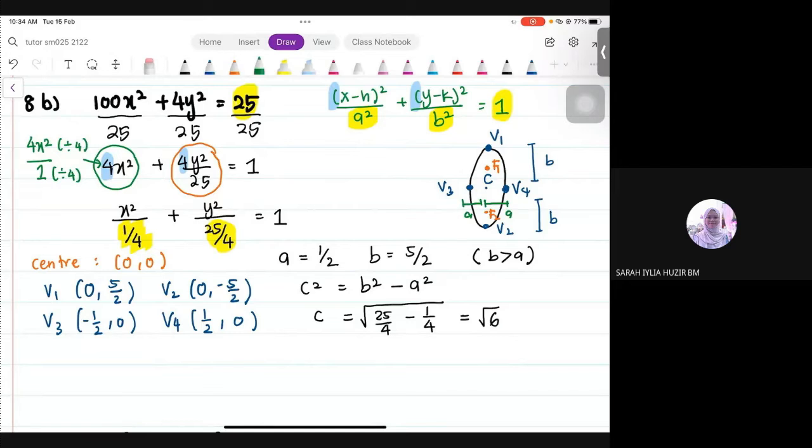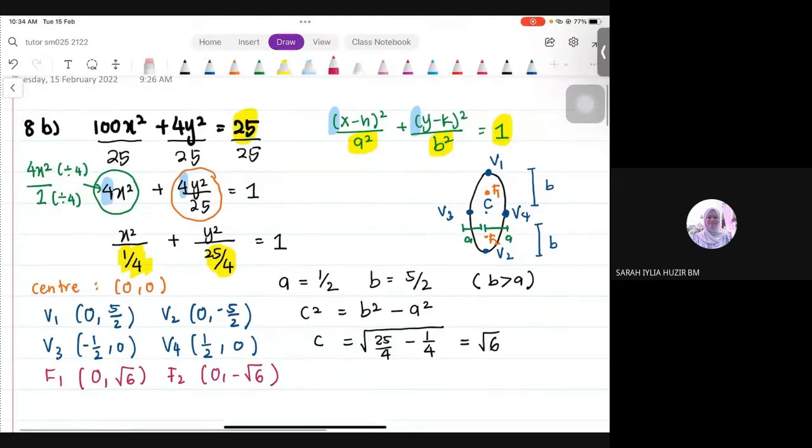So for foci, coordinate F1 would be shift outwards, X coordinate would be fixed. So 0, 6. F2 the opposite direction. So 0, negative 6. So yang ni jawapan kat suggested answer tu salah. Dia bagi berapa, saya tak ingat lah. Yang penting jawapan dia salah lah untuk coordinate foci tu. Check balik. So yang sebenarnya 6 je.